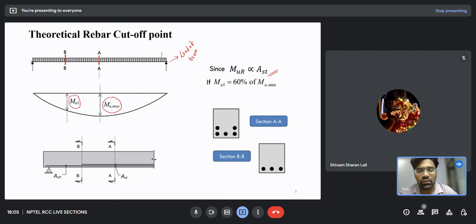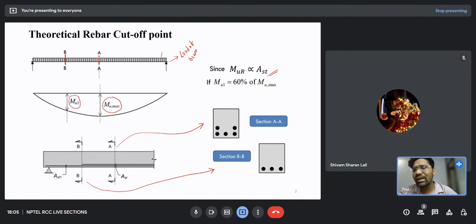What I am trying to conclude here is, if section AA lies at the midspan, then we will have a total of 5 bars. But at section BB, where the moment is only 60% of the maximum bending moment, the rebars which we are providing for Mu1 we can reduce to 60% of Ast, because they are directly proportional. So this is the physical meaning of curtailment of bars.